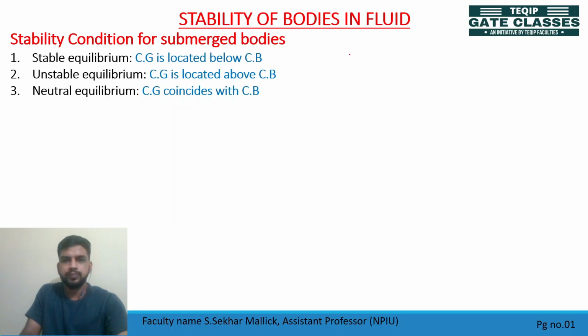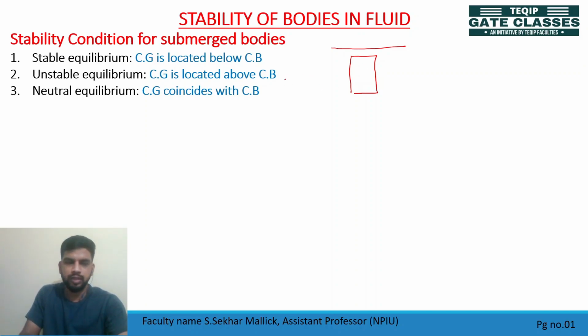Suppose there is a body that is completely submerged under the liquid. In this case, if the center of buoyancy is above the center of gravity, or the center of gravity is below the center of buoyancy, then the body will be in stable equilibrium.